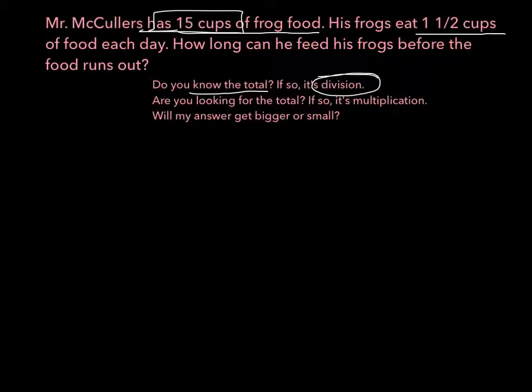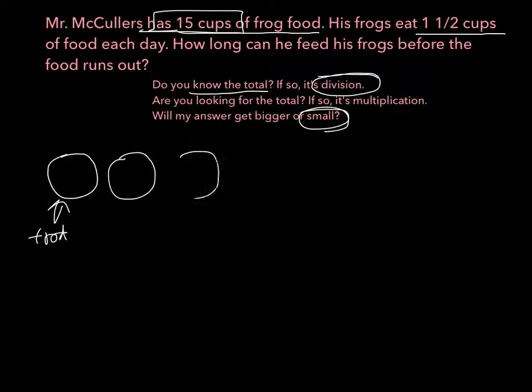And now I'm going to ask if my answer is going to get bigger or smaller. Well, he has 15 cups, and he's going to use more than a cup of food each day. He's going to use a whole cup and then another half of a cup. So could he feed his frogs for 15 days? No, he would run out before then, so my answer should get smaller. So Mr. McCullers has 15 cups of frog food, so I know that I'm going to draw my frog food, and I have exactly 15 cups.